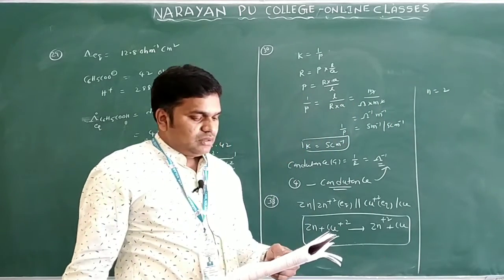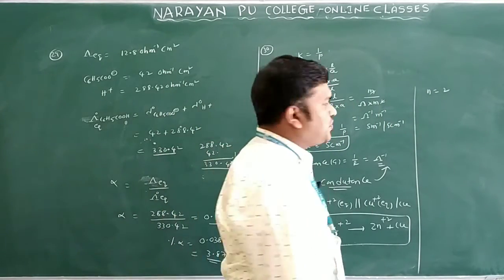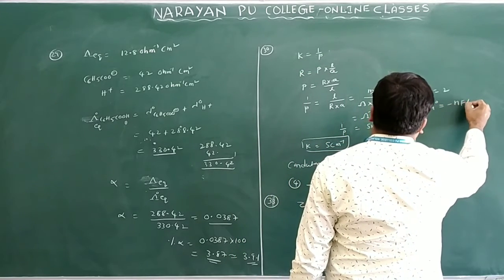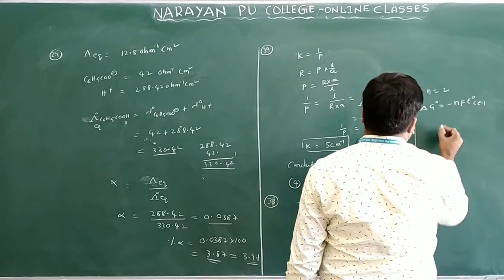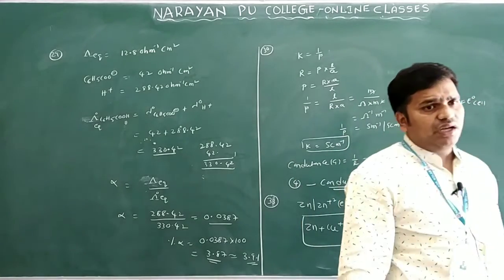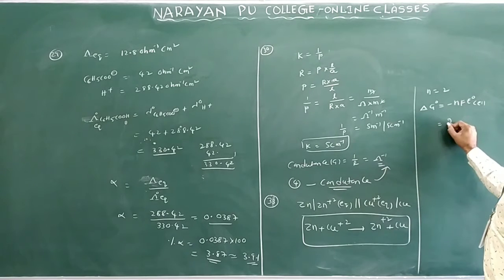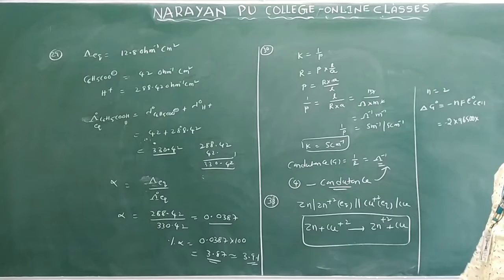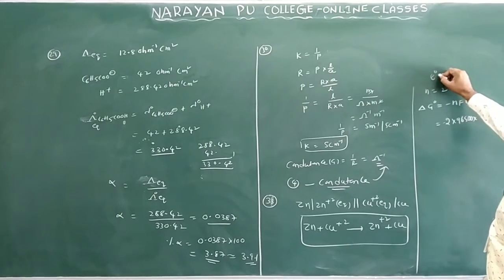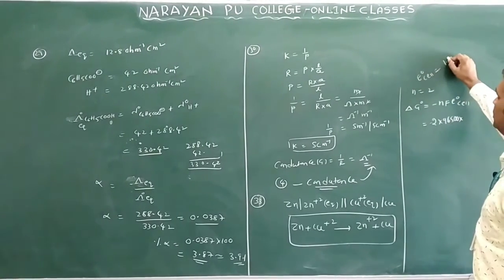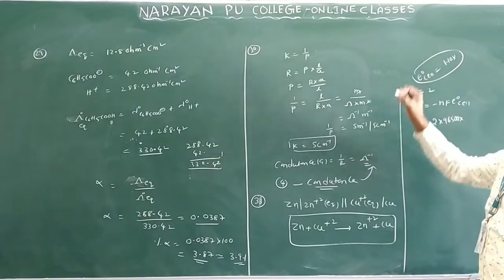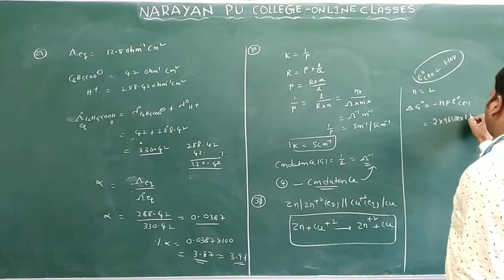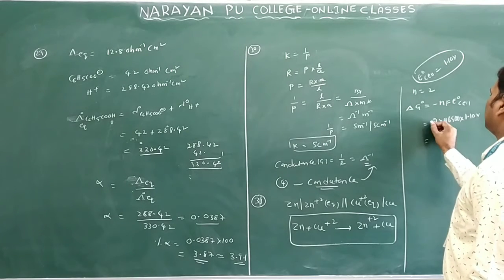Then they ask the maximum work done. Work done means Gibbs energy. You know delta G naught is equal to minus nF E naught. What is the n value? The n value here is 2 only, minus 2 into 96500. And what is the E naught cell given in this question? 1.10 volts. So E naught cell you will take as 1.10 volts. So this minus is there.